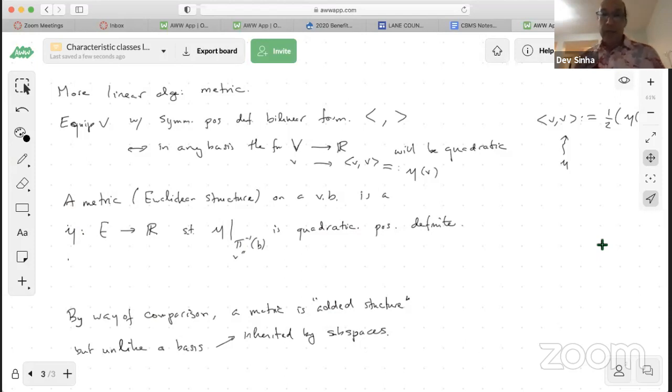So anyway, metrics, I think of them as much simpler, easier to manage structures. One is because they are inherited by subspaces, and two is that there's a contractible space of such.